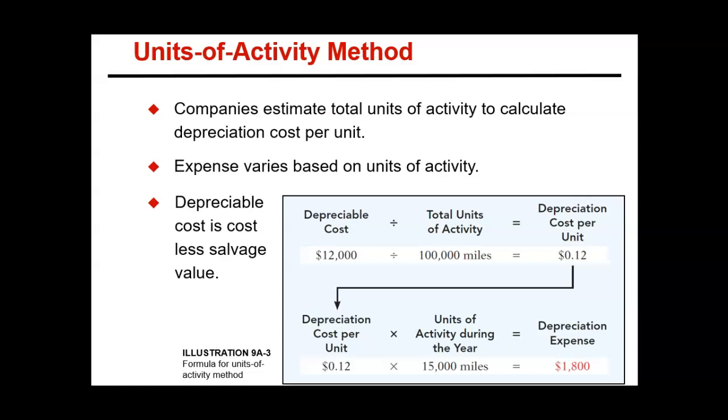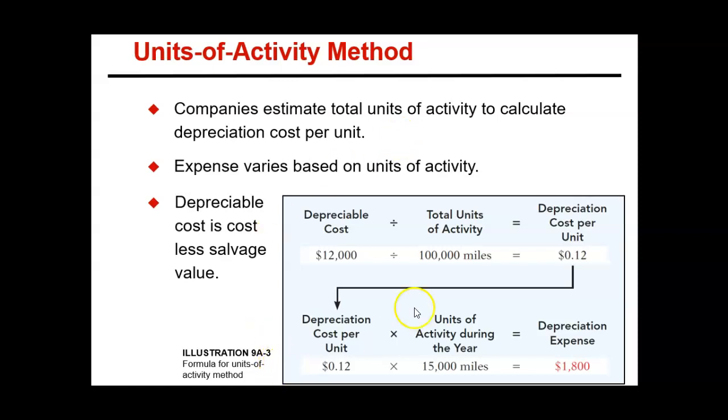The units of activity method is a system of depreciation that's based upon activity. It's not so much based upon time. With this approach, we figure out what would be our depreciation cost on a per unit basis. The unit could be miles driven, machine hours used, hours flown. It's going to be some type of measurement. Because we're dealing with a delivery truck, our unit of activity is going to be miles.